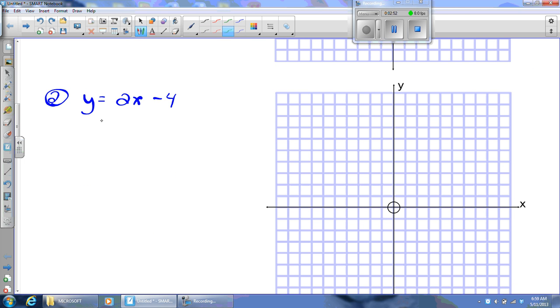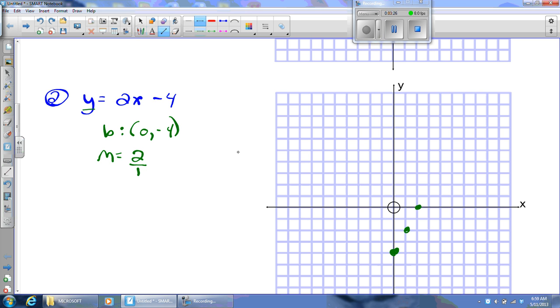Going to find my b. Y is alone, first of all. Find my b, which is going to be 0, -4. So I go 1, 2, 3, 4 on the y-axis, down 4. And then I do my slope. My slope in this case is 2, but I like my slope to be a fraction, so I'm going to do 2/1. So I'm going to rise 2, run 1. Rise 2, run 1.